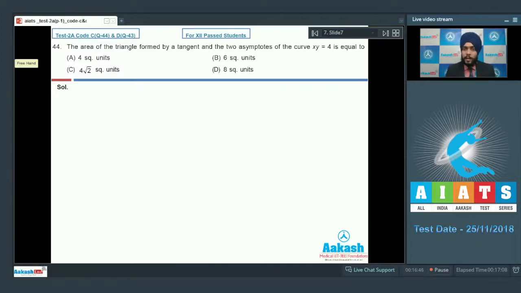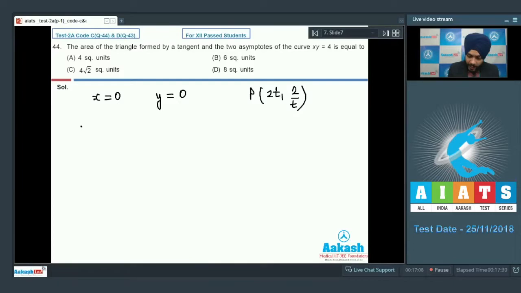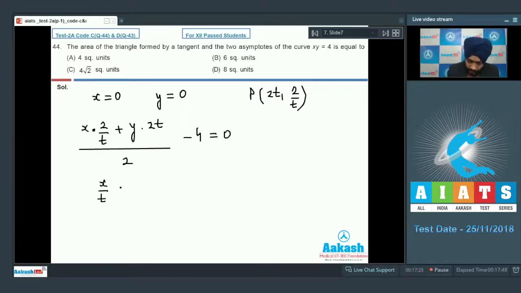xy equals 4 is the rectangular hyperbola whose asymptotes are the coordinate axes. So one line is x equals 0, another line is y equals 0, and the equation of tangent at any point will be given by T equals 0. Any point P can be taken as 2t comma 2 by t. So writing down T equal to 0, xy equals 4, so (x y1 plus y x1) divided by 2 minus 4 equals 0, which gives you x by t plus yt equals 4.